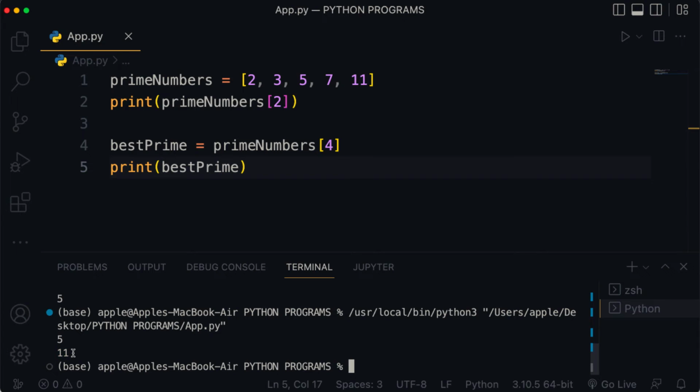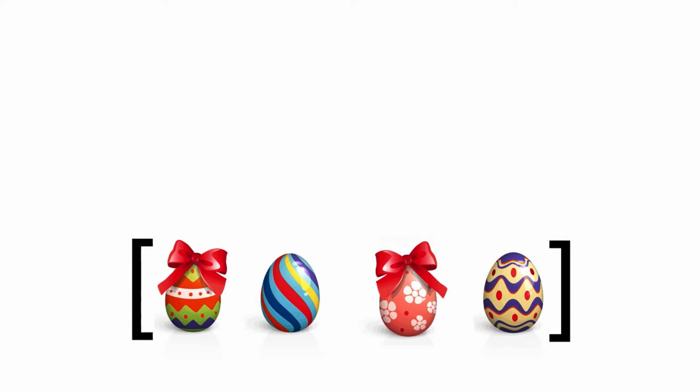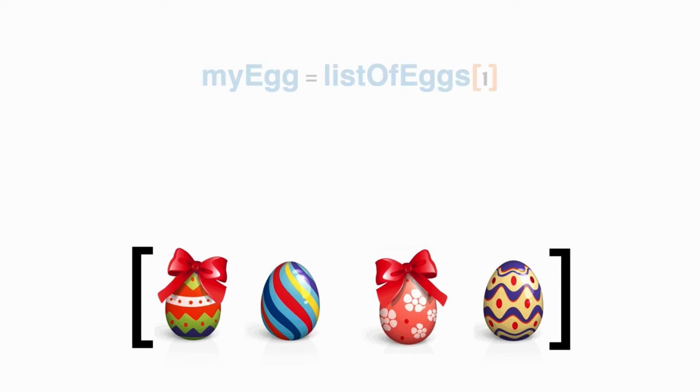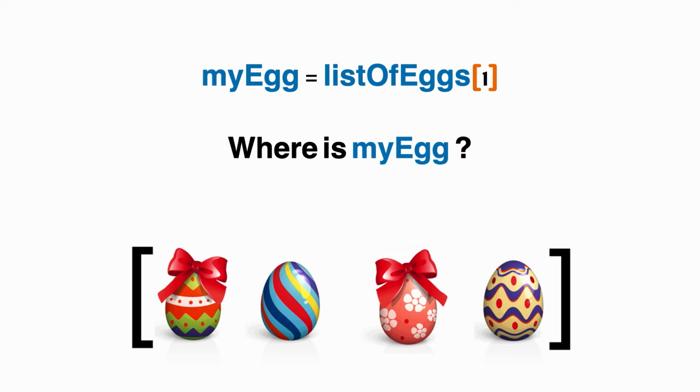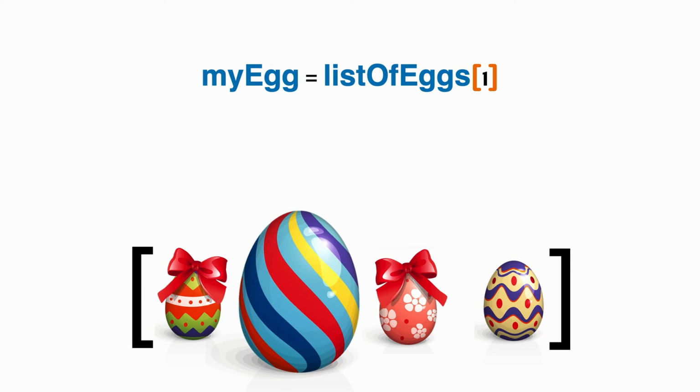But let me ask you this. Let's say we have a list of eggs and we want to pull out the egg at index 1. Which egg are we going to be pulling out? Or which egg is my_egg equal to? The answer is we would be grabbing the second egg in the list. The reason I'm emphasizing this point so much is because forgetting to count from 0 is super common.